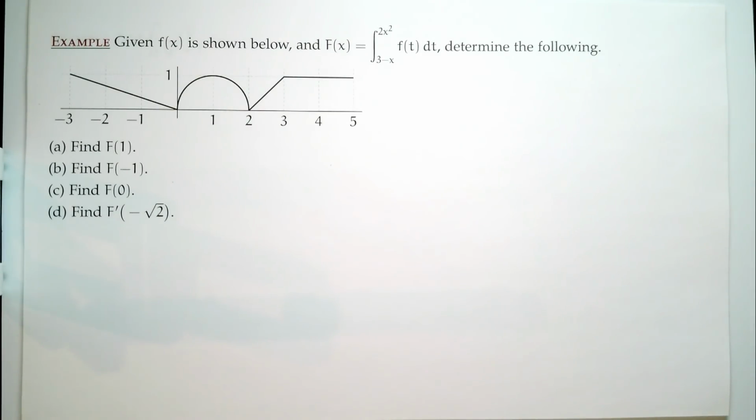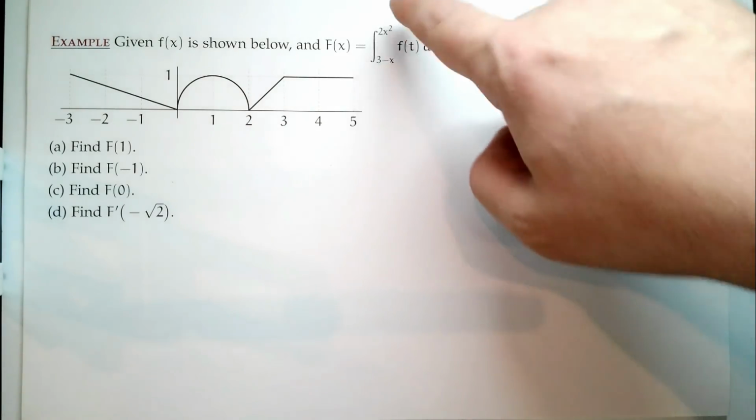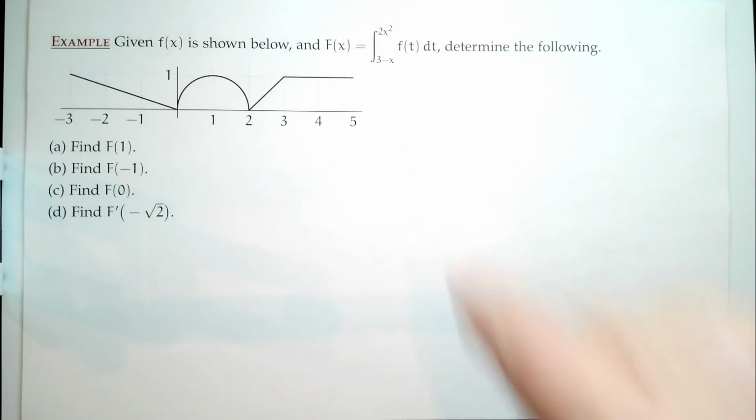So suppose we have the function f of x, and it's shown below, and we're told that there's this other function, also called f of x, but now with a capital F, and we want to say that capital F is found by doing the integral from 3 minus x up to 2x squared of little f of t dt. So in other words, capital F of x is somehow related to some sort of antiderivative or cumulative function. And we want to determine a couple of things. We want to understand capital F.